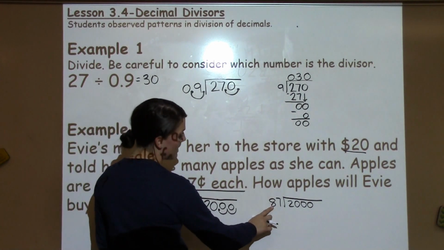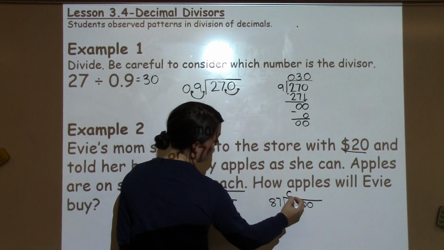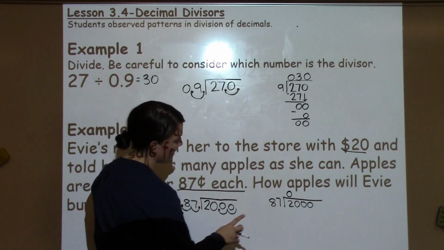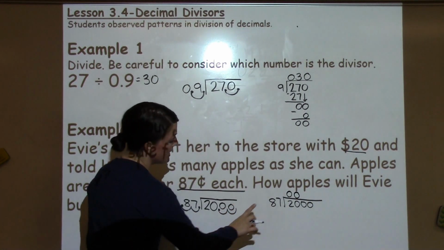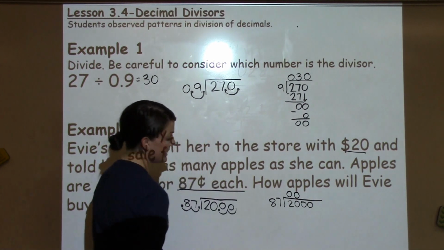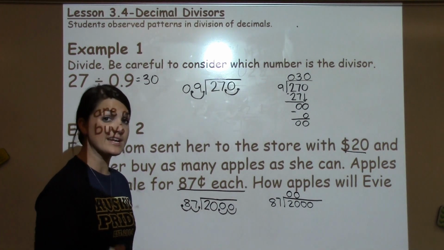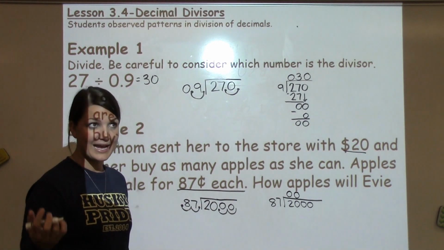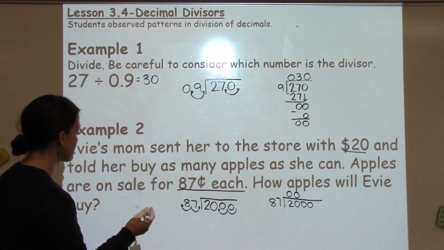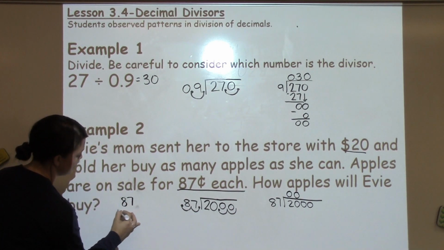So I need to decide how many times can 87 go into 2? Well, I know it won't go in at all because it's too big. How many times can 87 go into 20? Again, too big. How many times can 87 go into 200? Well, this is where I'm going to have to use my strategies that we learned in 3.1 and 3.2 because I don't know my 87 multiples by heart. So I'm going to have to pick something to try.